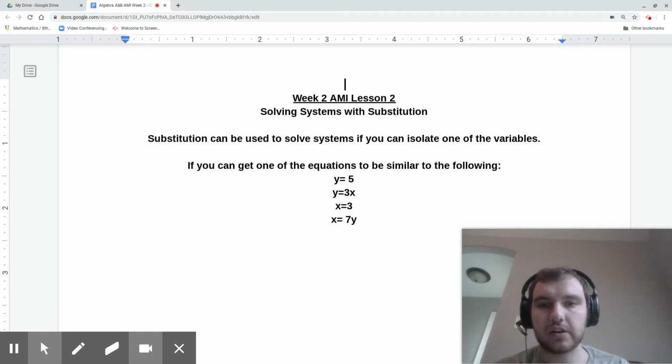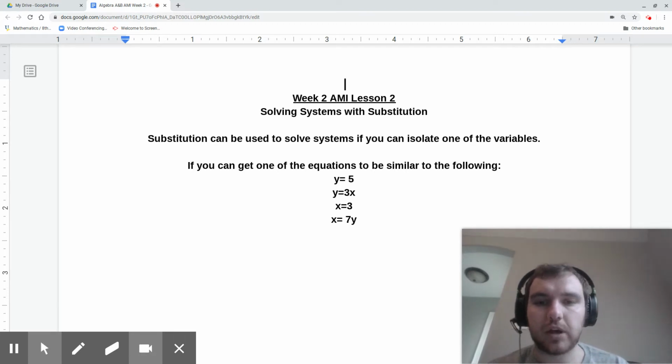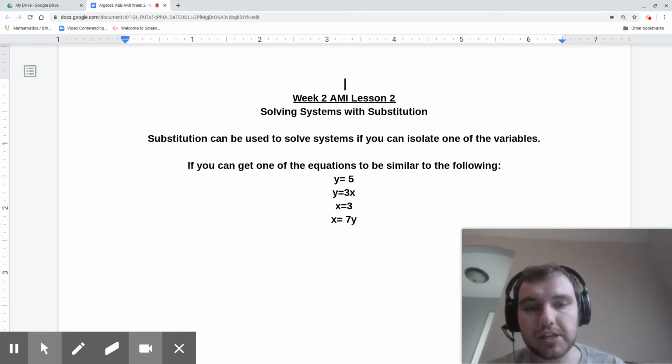So we're going to be looking at our second lesson of week 2. In our last lesson, we were talking about just the concept of substitution in math when it comes to algebra and how that works. And so now we're going to take a look at going back over how to solve systems using substitution.